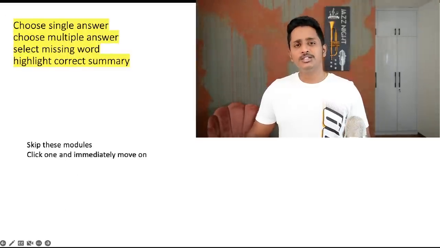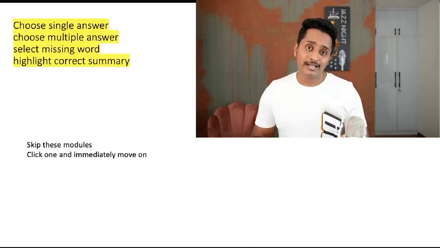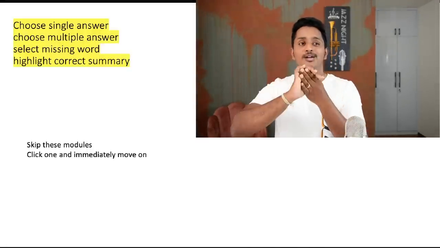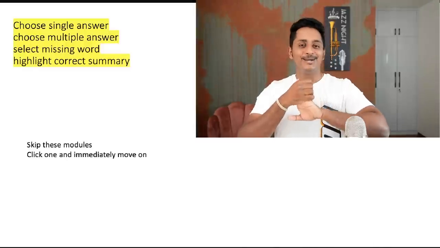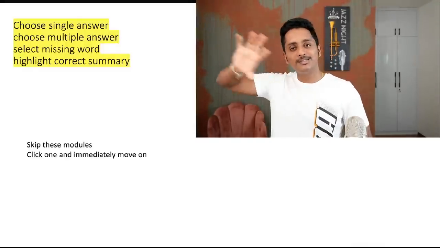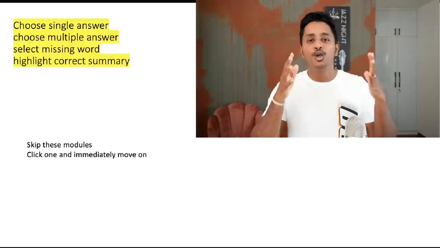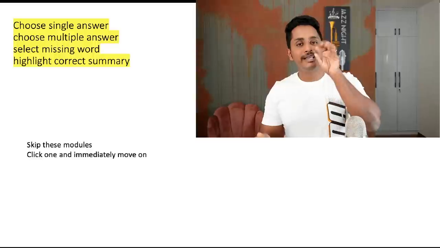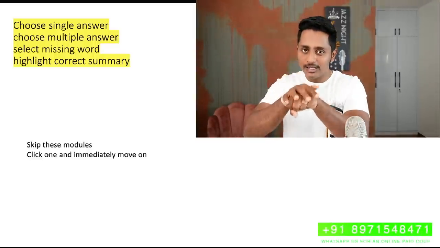the next one is choose single, choose multiple answer, highlight correct summary, select missing word. These four are dummy, bogus. You're not supposed to do them. You spend time and do it. The last module is write from dictation. You don't get time at all. And these modules are intentionally kept so that you spend more time on them.